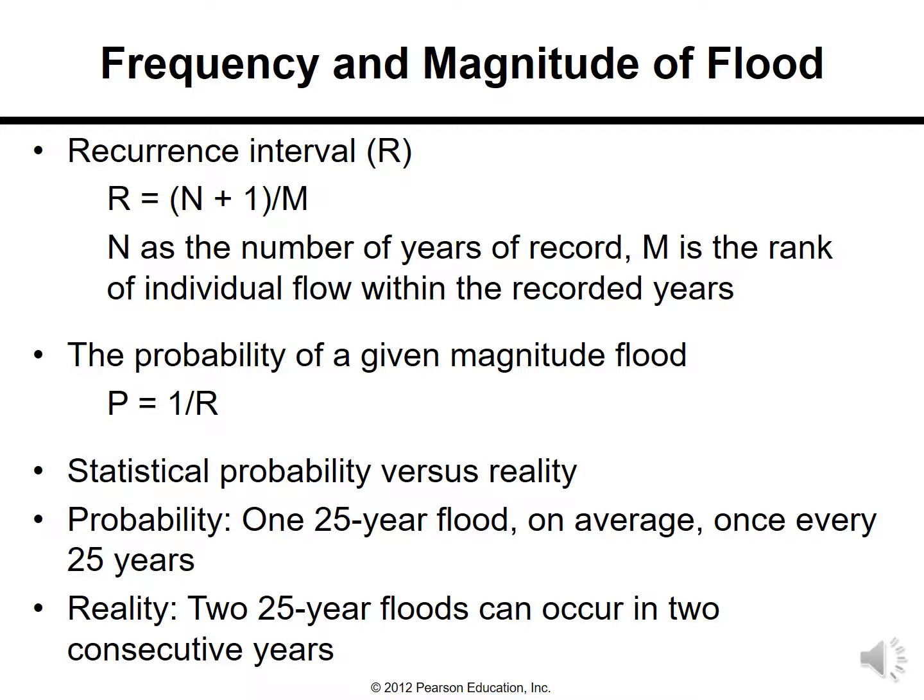The probability: a 25-year flood occurs on average once every 25 years. In reality, two 25-year floods can occur in two consecutive years. So that is the difference between probability and reality.